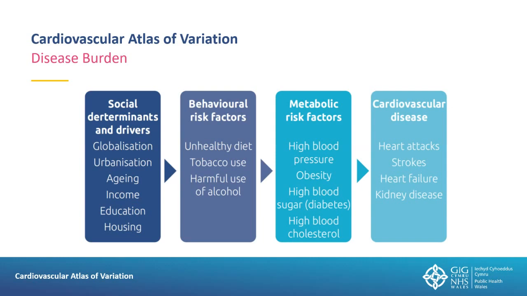So within the communities, we were looking at things such as the social determinants and drivers of health. So globalization, urbanization, aging, income, education, and housing. We looked at behavioral risk factors such as unhealthy diets, tobacco use, and the harmful use of alcohol. And then we looked at metabolic risk factors such as high blood pressure, obesity, diabetes, and cholesterol. And ultimately, we looked at cardiovascular disease, the heart attacks, heart failure, strokes.